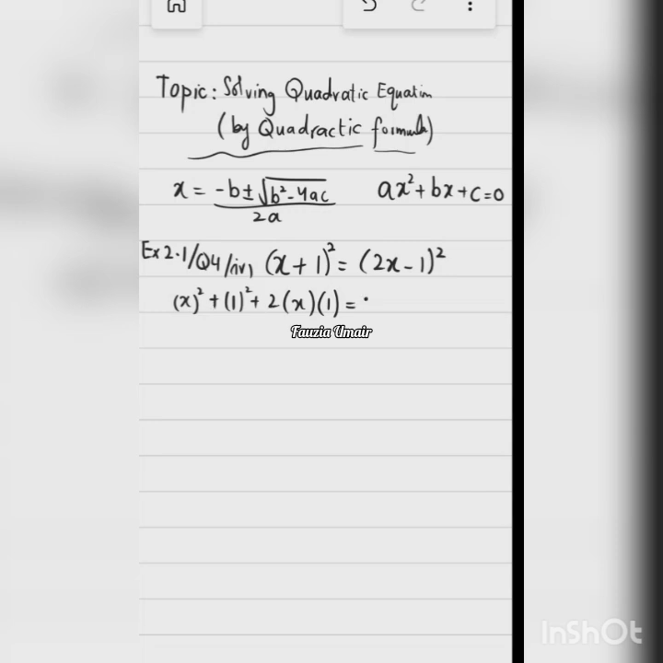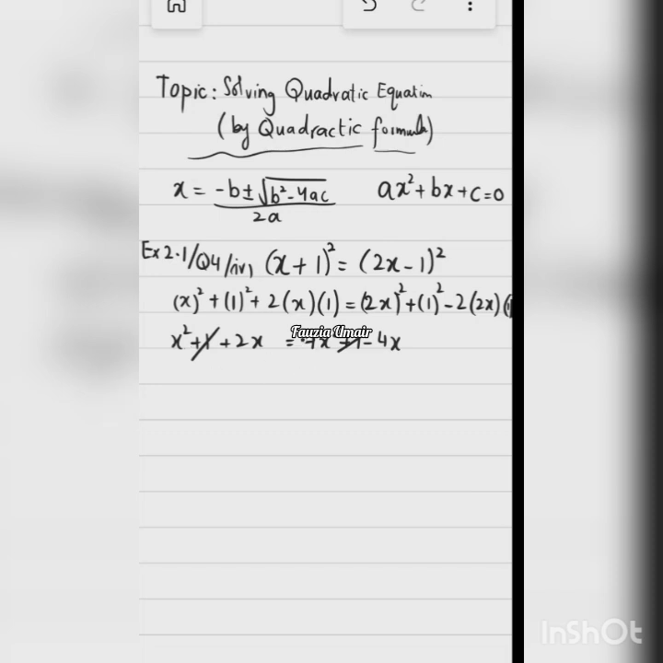Here also it is 2x whole square, a square plus b square. So here it is minus 2ab, so minus 2 into 2x into 1. So x square, we will just expand it, plus 1 plus 2x. And on the right side, we are having 4x square plus 1 minus 4x. So now this plus 1 can be cancelled on both sides, because it is like taking out the same thing from both sides.